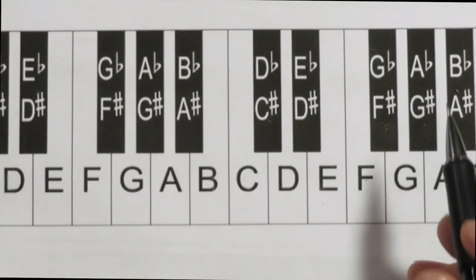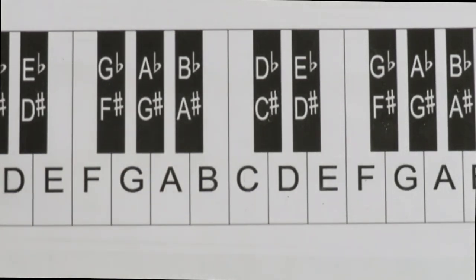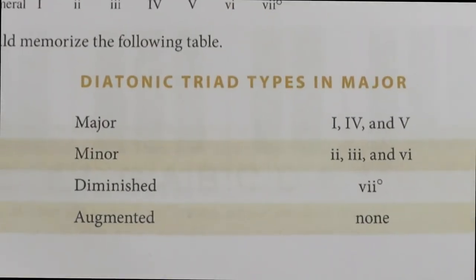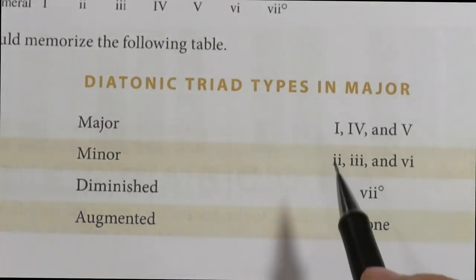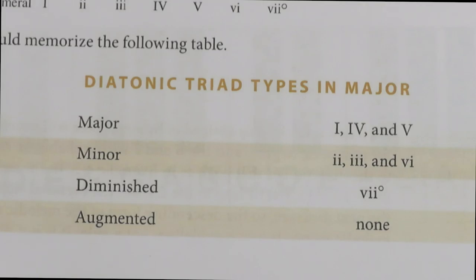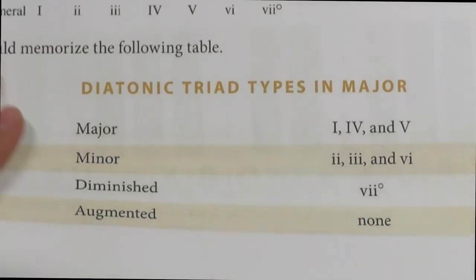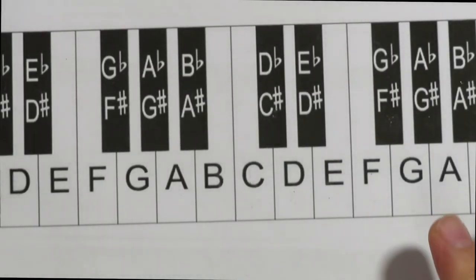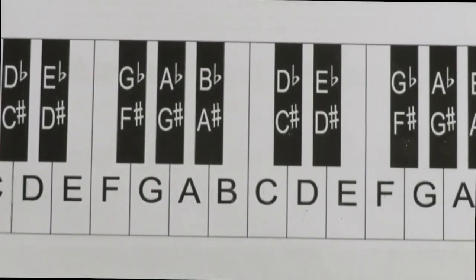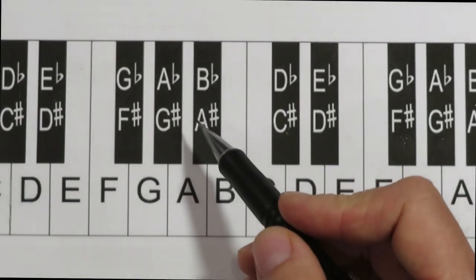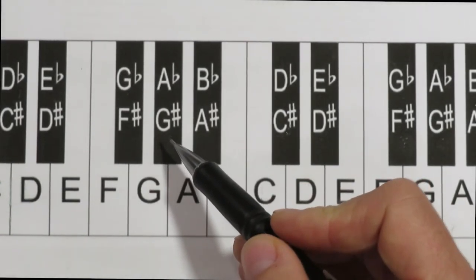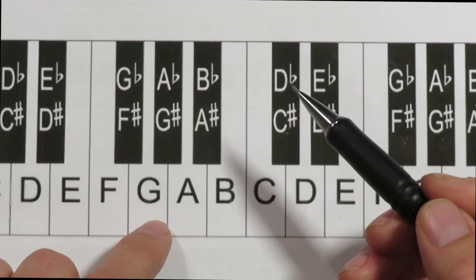So, let's check what quality that is. Remember, in the major key, 2, 3, and 6 are minor. Okay. So we're going to build a minor chord. And the second scale degree in F sharp is G sharp. So we're going to build G sharp minor.